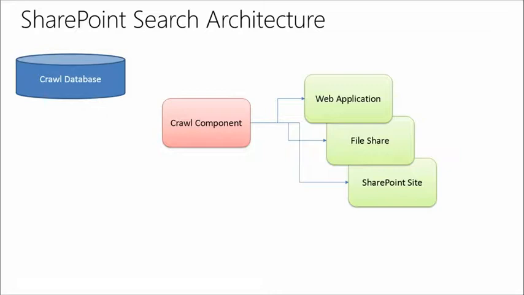So when the crawl component kicks off and says, hey, I want to go grab an object, it's going to do that by going into the crawl database, finding out what the next link is, and then going off in that direction and grabbing the object, and away it goes from there.